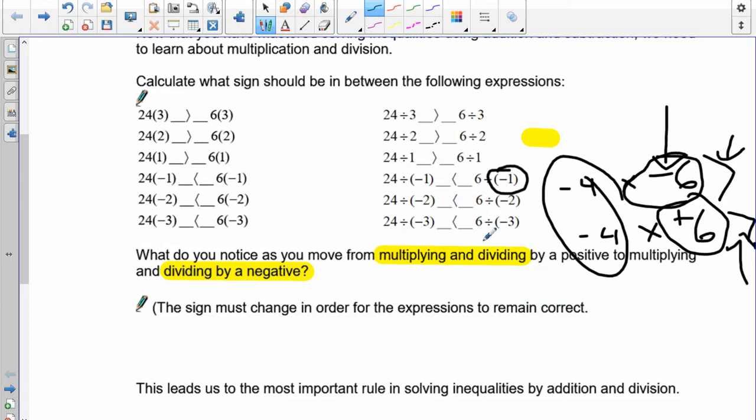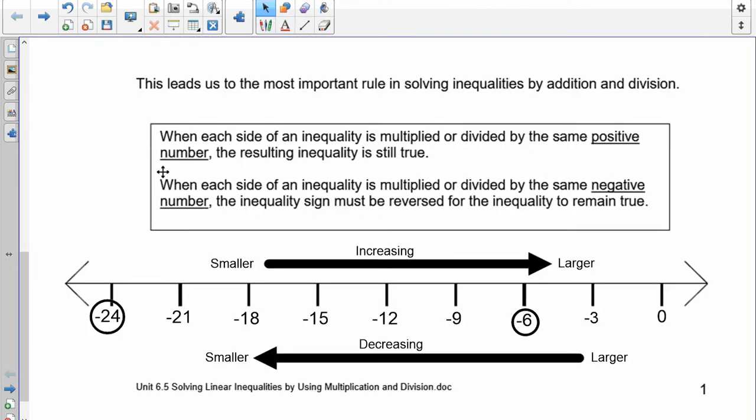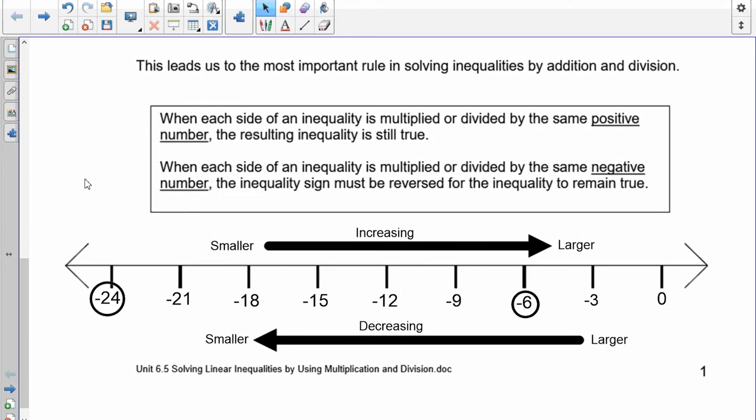In fact, if you look here, in all cases these are positive, and the change is happening there. These are still positive. So it's only when you introduce this negative here that the sign changed. So this leads us to the rule, and here's your rule right here. When each side of an inequality is multiplied or divided by the same positive number, the resulting inequality is still true, and you do not change the sign.